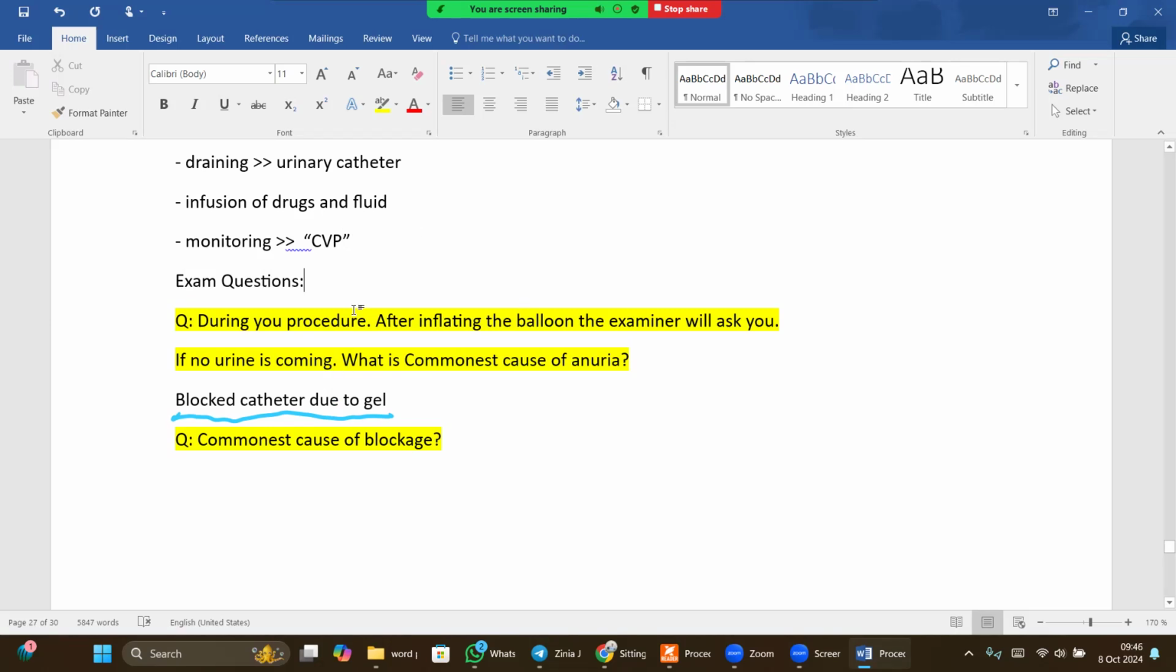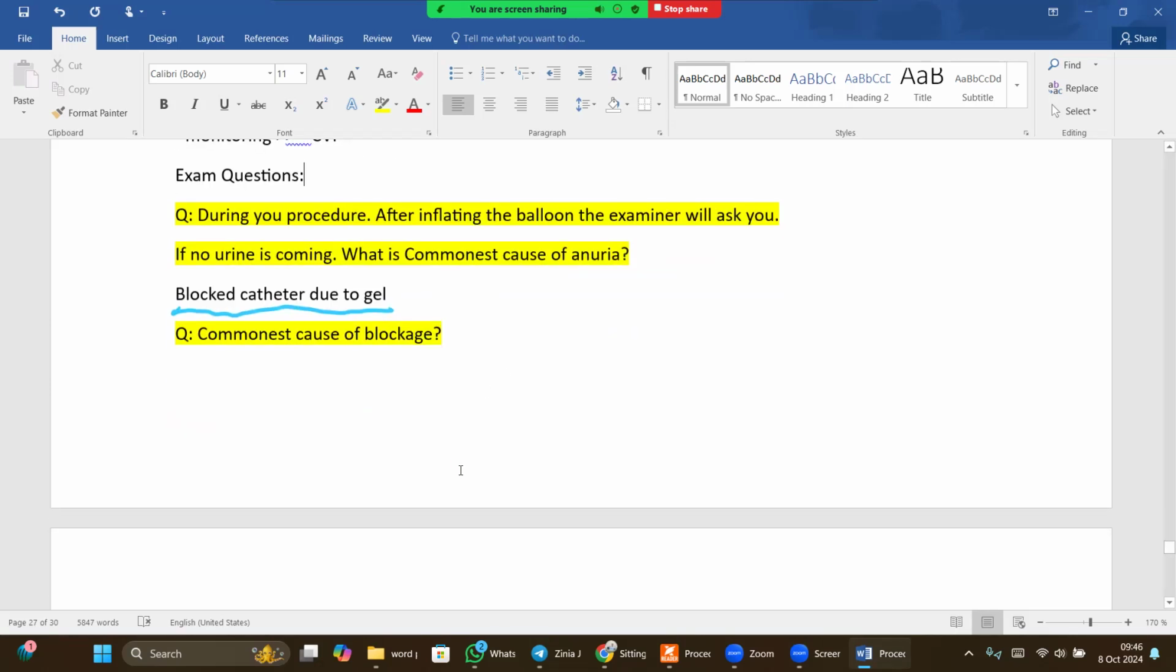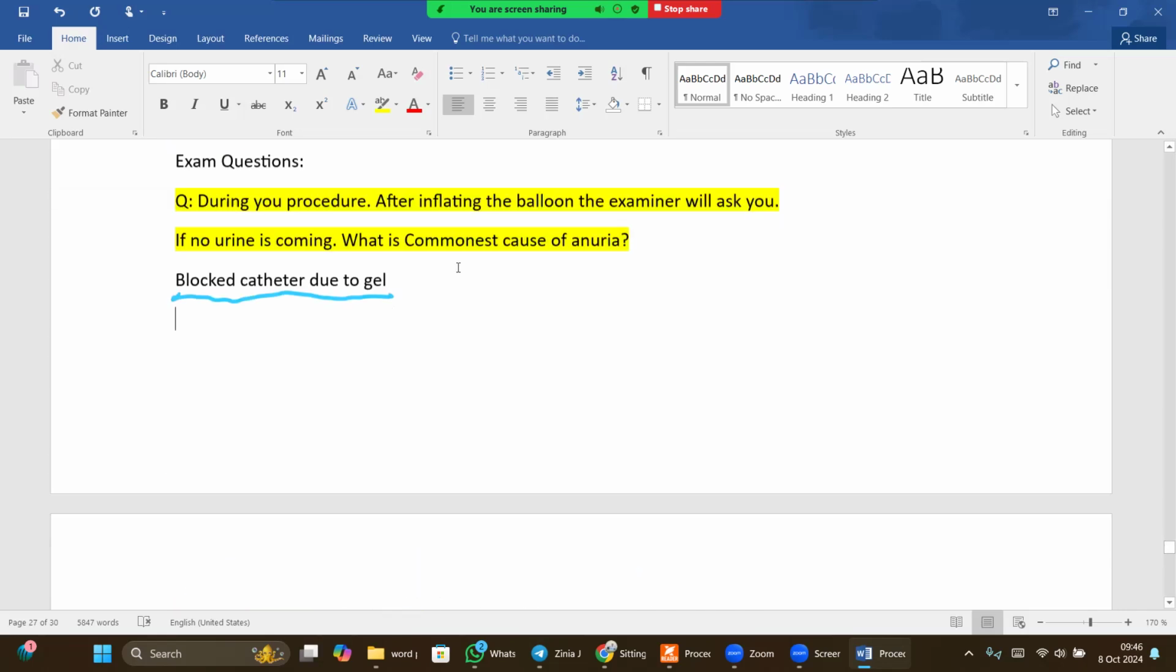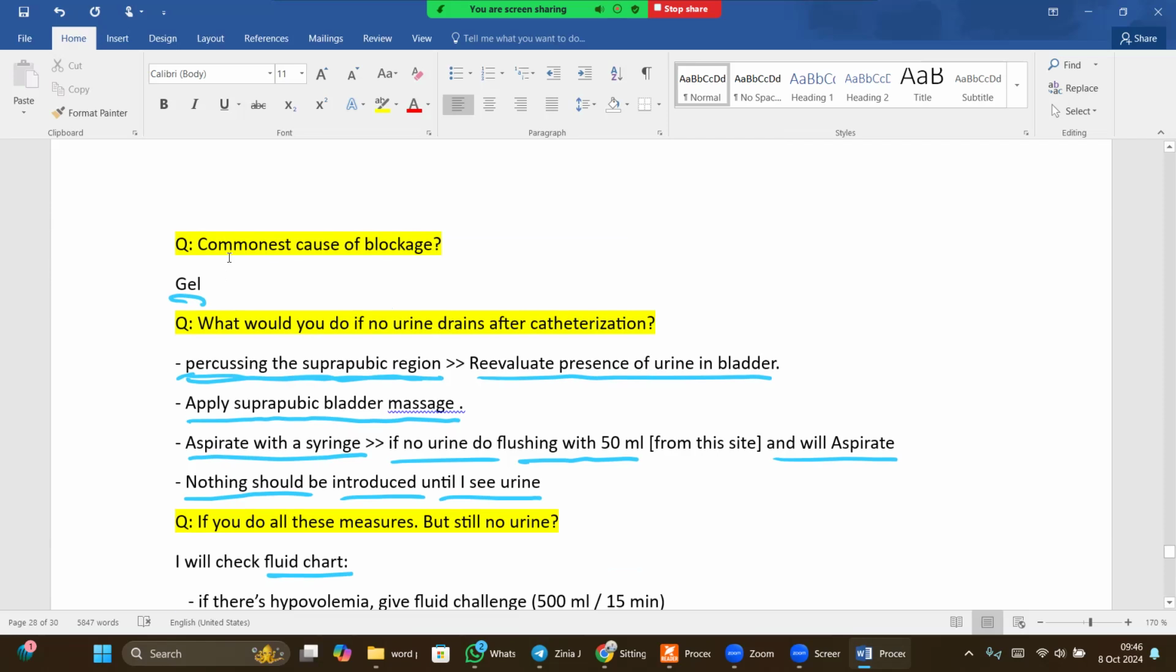The commonest cause of blockage is blocked catheter due to gel.